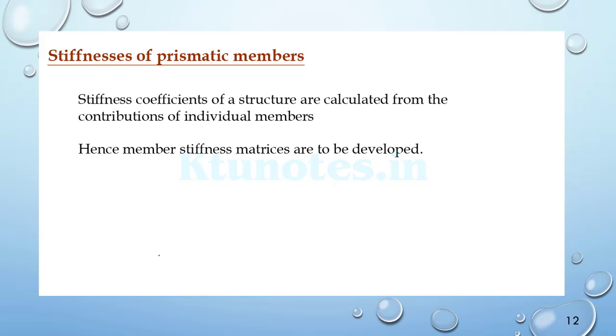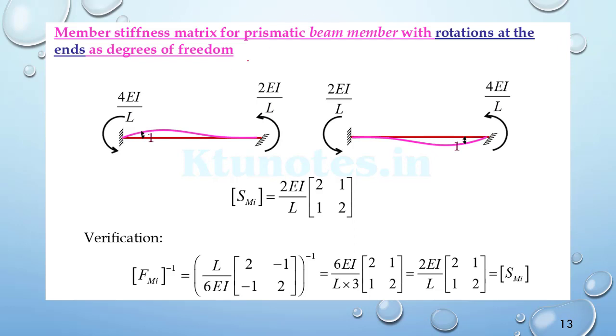Then the next one is the stiffness of the prismatic members. This will be a long session, the second half of this PPT or this video, which is similar to the last video on the flexibility method. The stiffness coefficients of a structure are calculated from the contribution of the individual members. So we are going to frame the relation between the member and the structure. Hence, the member stiffnesses are to be developed first. So these are the different cases for the member stiffnesses.